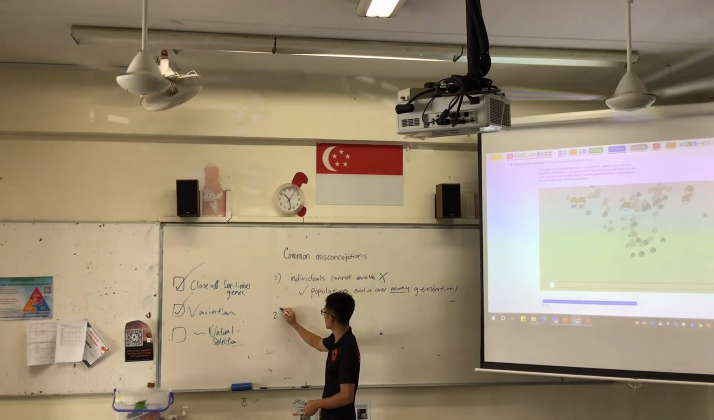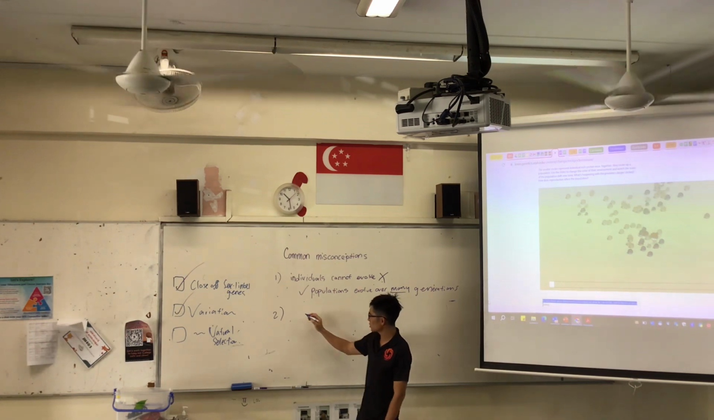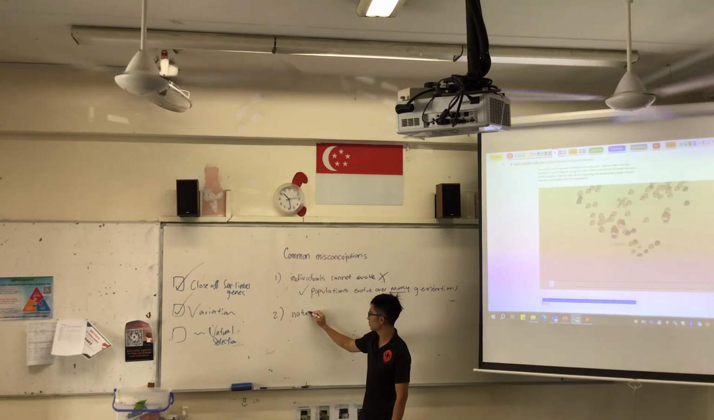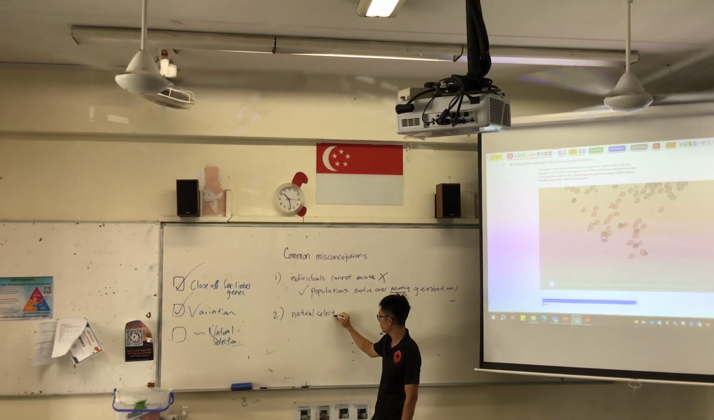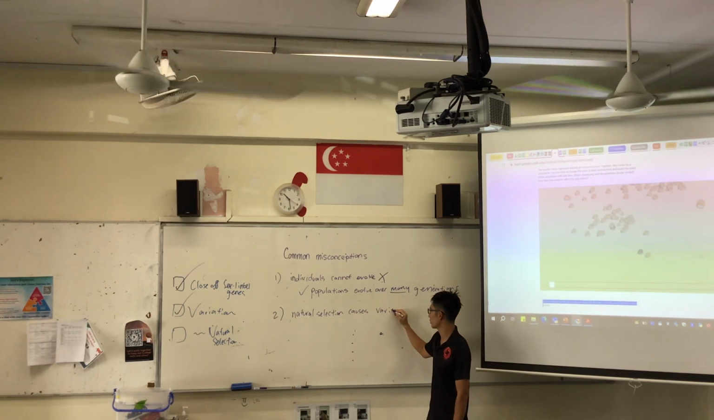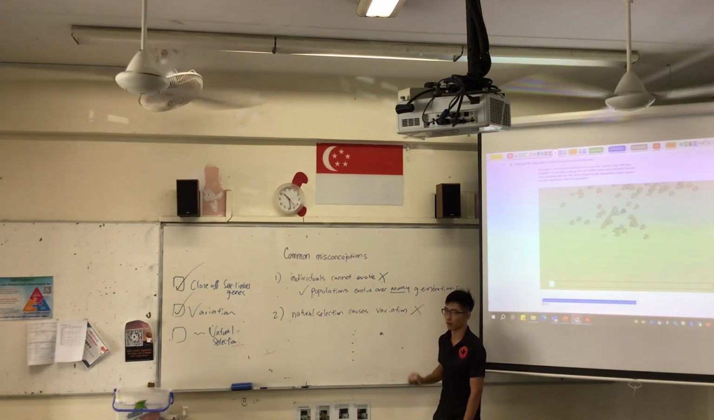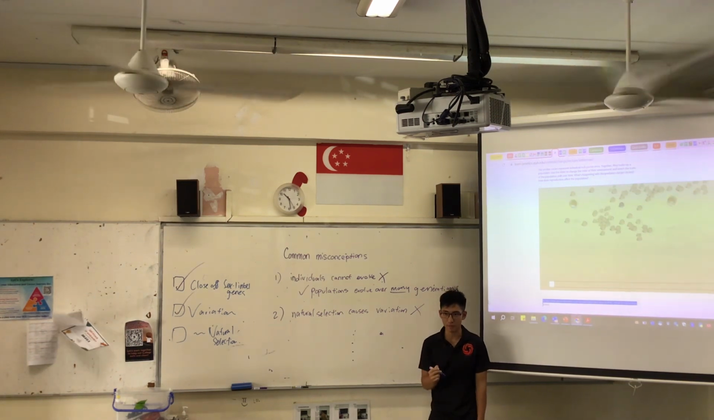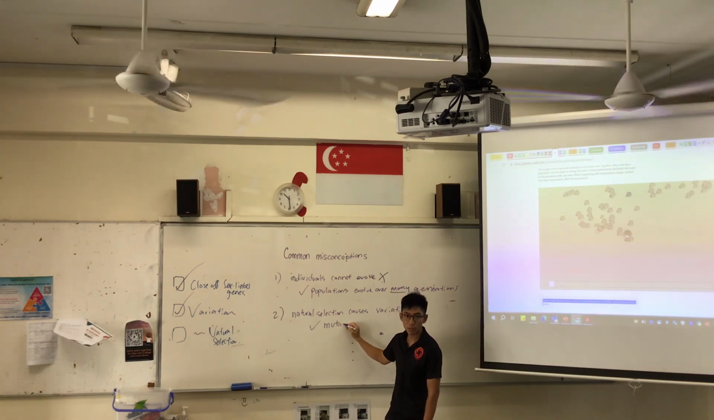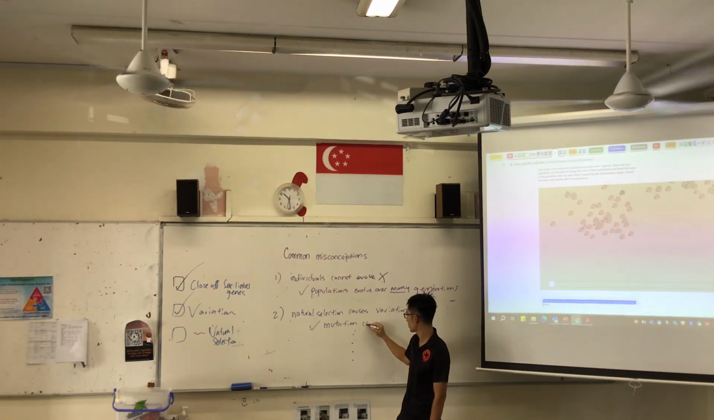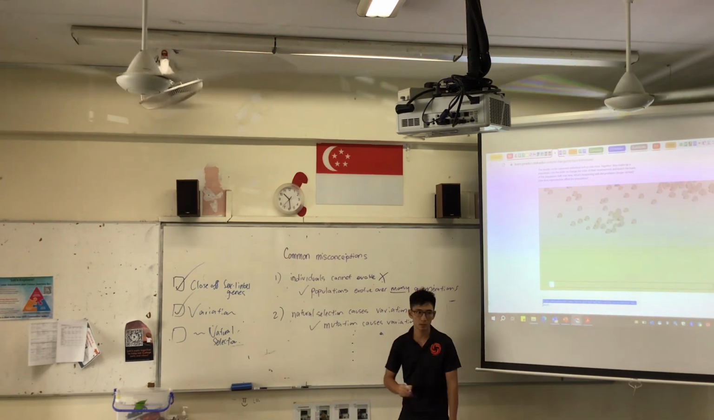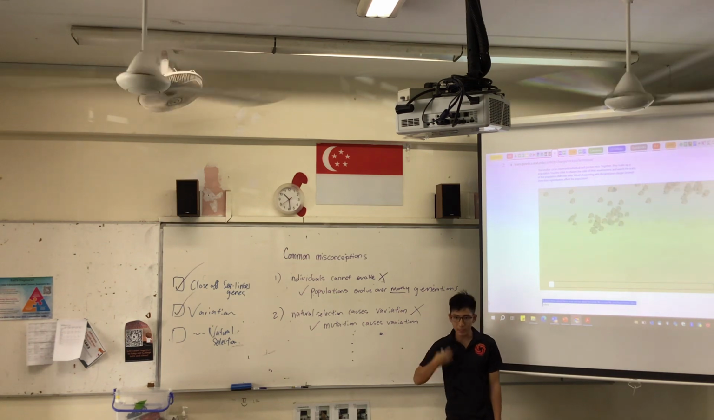Second misconception is that students often say that natural selection causes variation. This is wrong. What truly causes the variation? Mutation. Mutation is what causes variation. If there's no mutation, we'll all be the same.